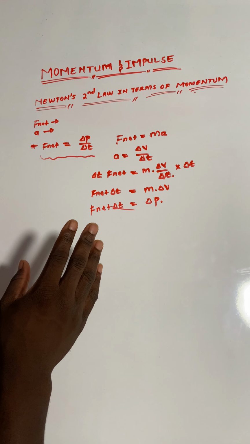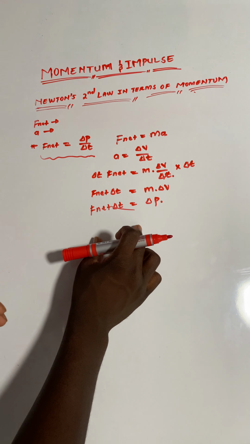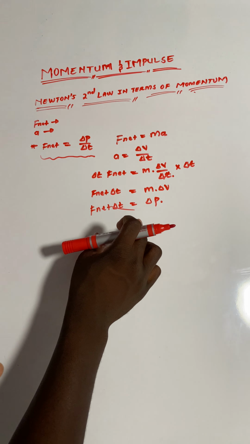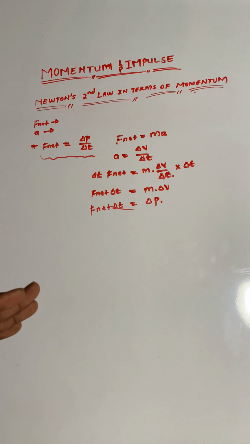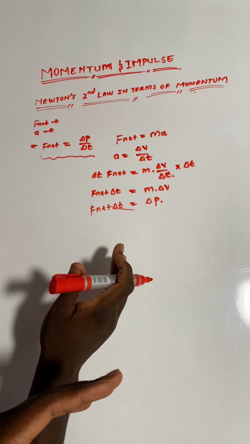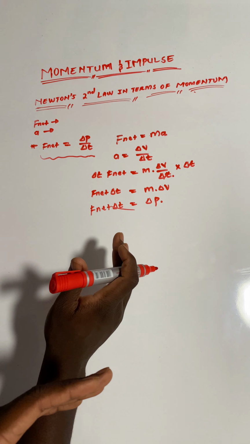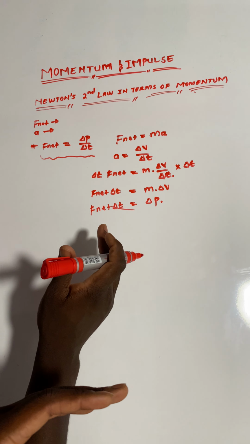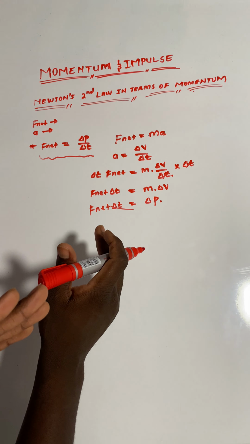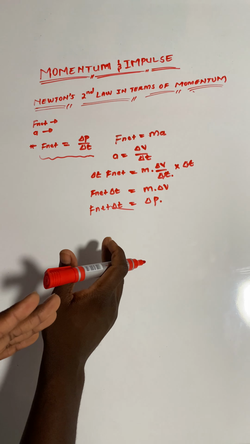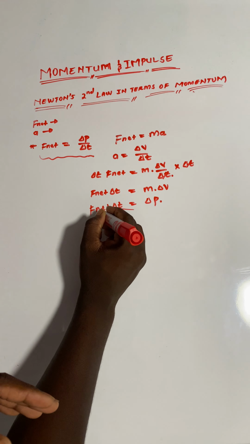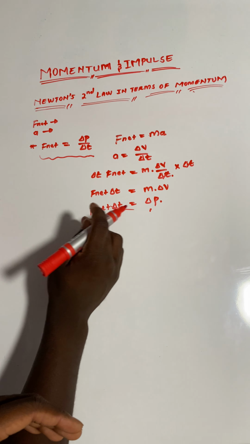Now they are telling us that we should be able to explain the relationship between the net force and the change in momentum. The relationship is that the net force and the change in momentum will always be in the same direction. I hope that makes sense. So if we have momentum going to the right, then we'll have the net force going to the right as well. That is the relationship between the two.